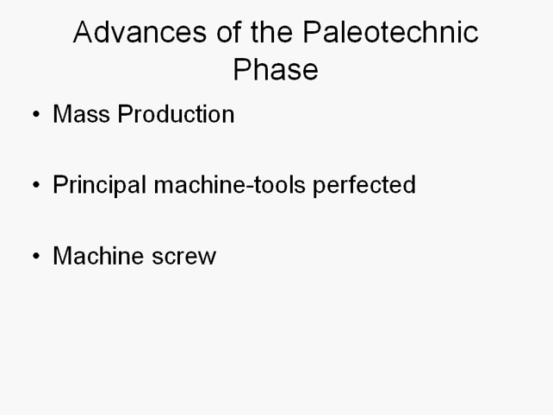This period saw the development of mass production, which is one of the advances of the Paleotechnic phase, which enabled manufacturers to produce cheap goods of a consistent quality. This mass production capability rested in part on two areas: the perfection of the machine tools, such as the drill, lathe, and planer, and the mass-produced machine screw, which was developed by Henry Maudslay and his screw-cutting lathe.